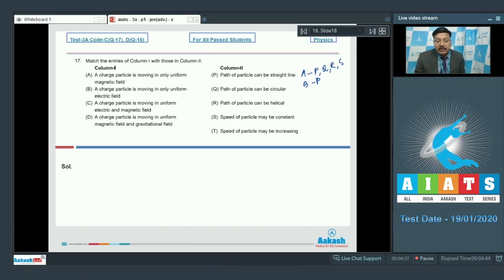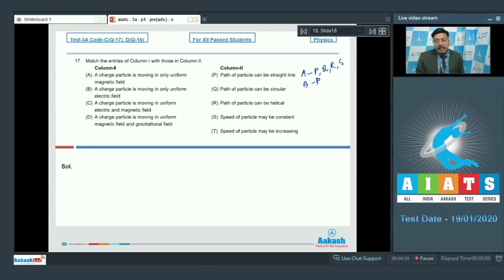So B matches with P. Let's look at Q now. It says path of particle can be circular. Well, in a uniform electric field the path of particle cannot be circular. It may be a straight line, it may be parabolic, but it cannot be circular. So Q does not match, and R also does not match.